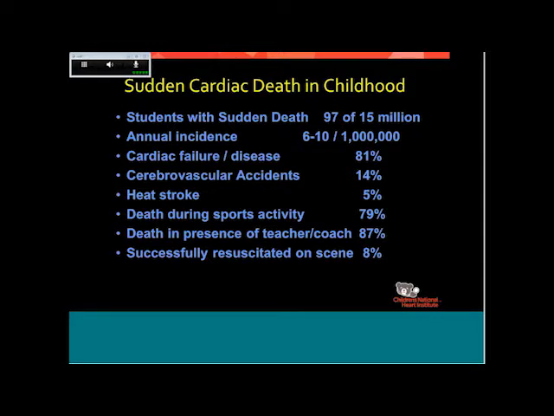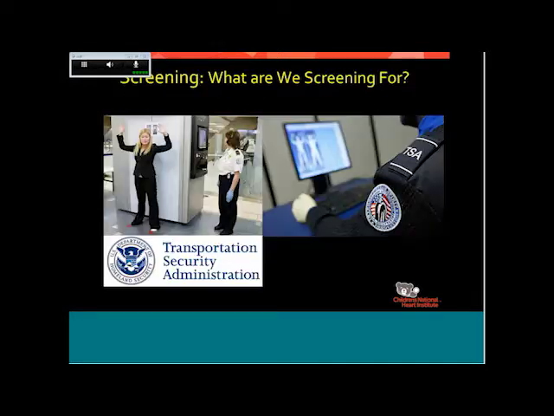This is a rare event with about 10 per million students. Again, as I mentioned, the vast majority is due to cardiac disease. The vast majority occurs during sports. The vast majority occur in the presence of a teacher or a coach. And unfortunately, most of them are not successfully resuscitated.